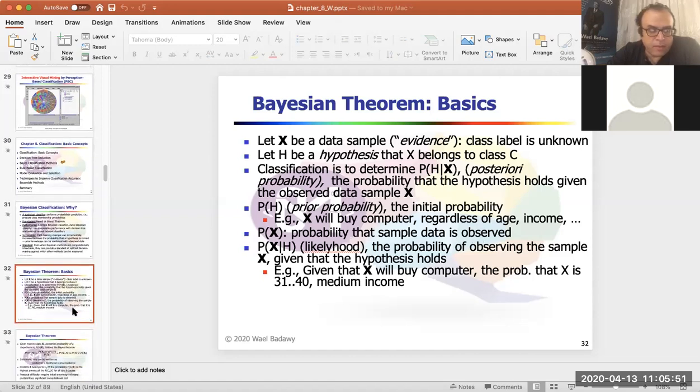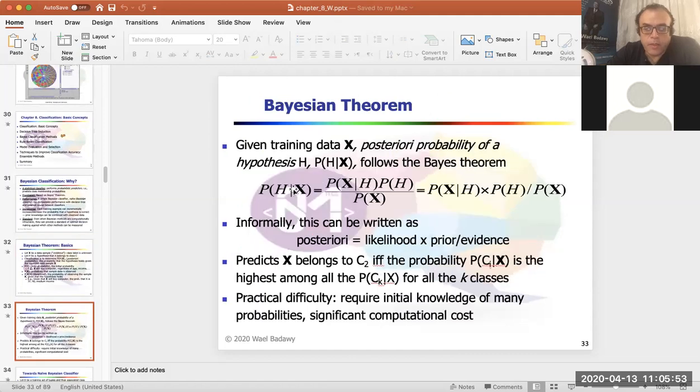If I want to look at how this equation is computed, given training data set X, the probability P(H|X) follows Bayes theorem. Bayes theorem says P(H|X) is equal to the probability of X given the class H, times P(H), over the probability of the observation P(X). Basically, this is the equation, where P(X|H) is the likelihood, times the prior evidence, which is the probability of H, over the probability of X.